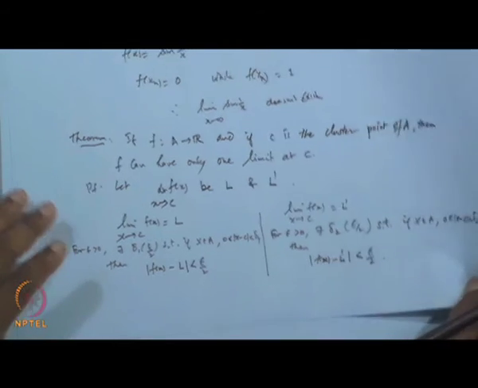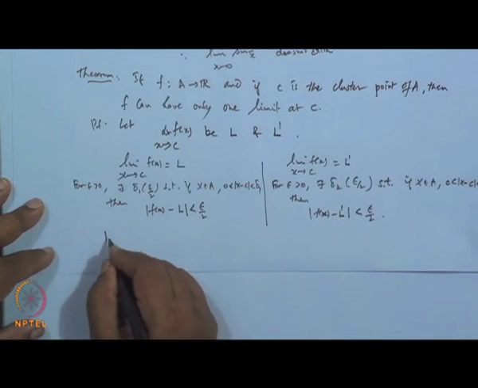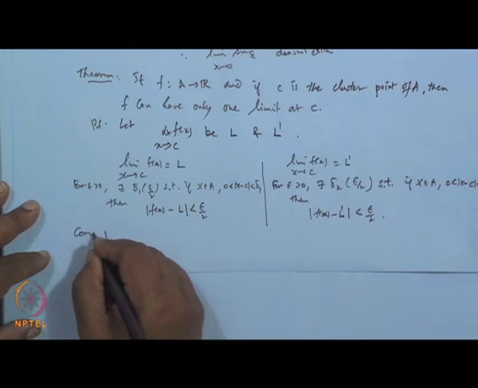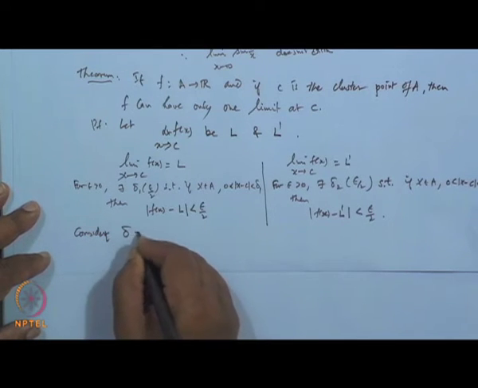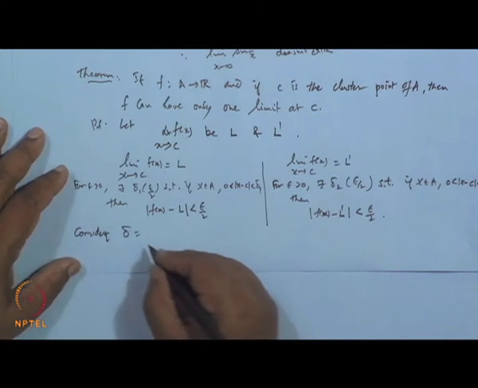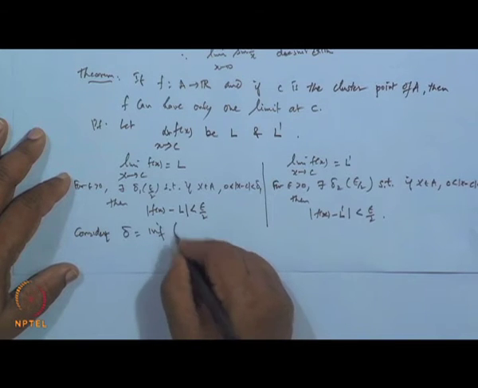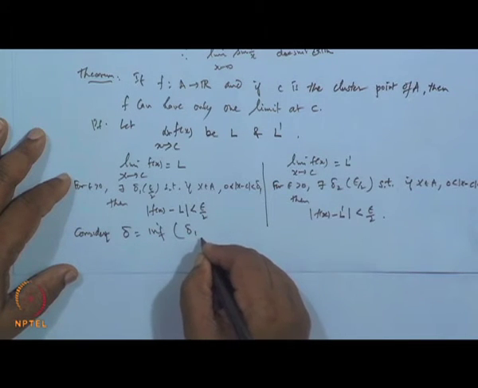Now consider mod L minus L dash. Consider delta to be the infimum of delta 1 and delta 2.